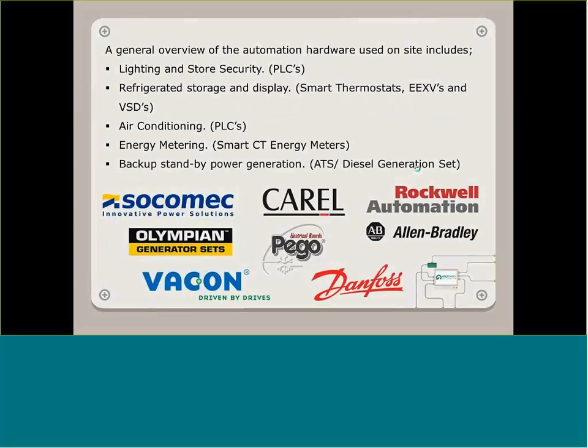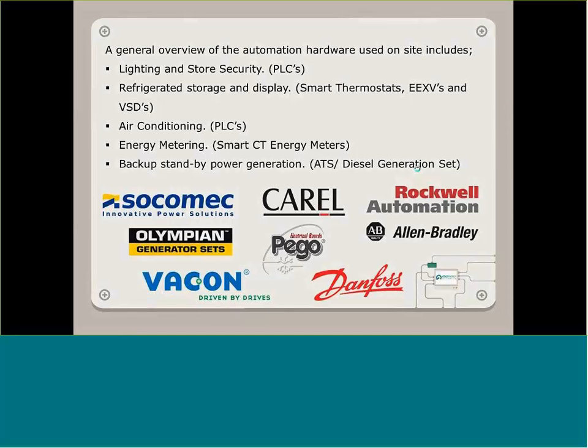A general overview of the automation hardware we used on site included some store lighting and security monitoring PLCs with a lot of Allen Bradley Modbus TCP. The refrigeration system for the bulk storage and product display used a lot of small point smart thermostats. These are used for a typical single line temperature display you'll see in most supermarkets, bars, that sort of thing.